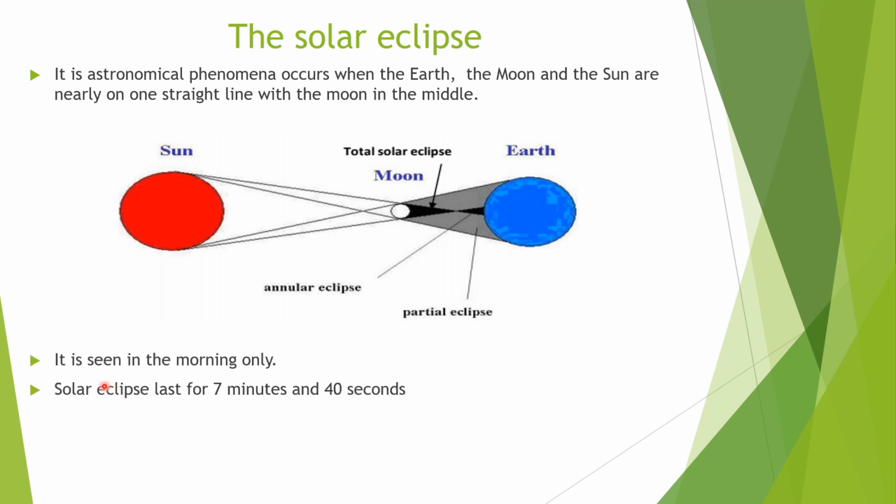It is seen in the morning only. The solar eclipse is seen in the morning only, and it does not last more than 7 minutes and 40 seconds.